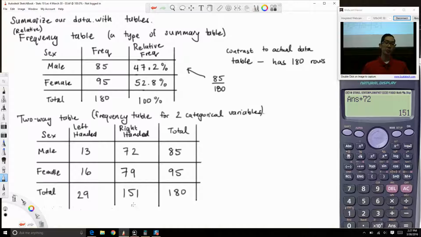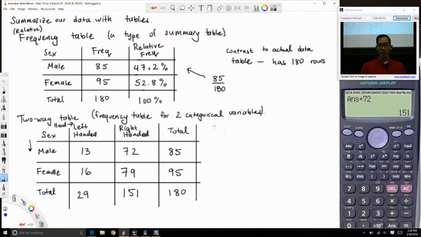Okay, and so this is a two-way table, and basically we have just added a second categorical variable. So we have sex going this way, and then we have, I guess, hand dominance going that way. And it tells us whatever. This is what we have, okay?